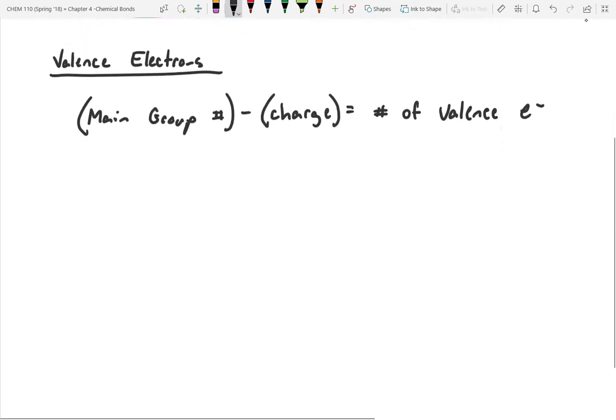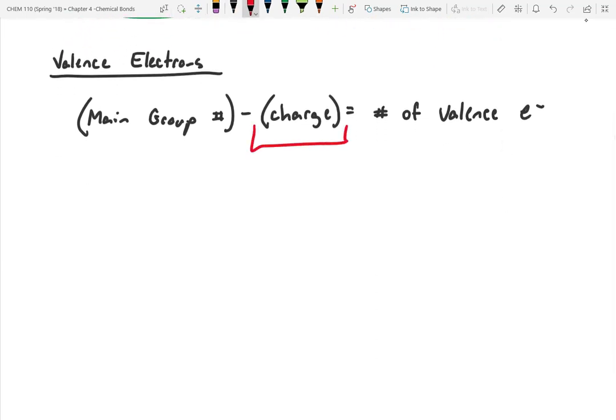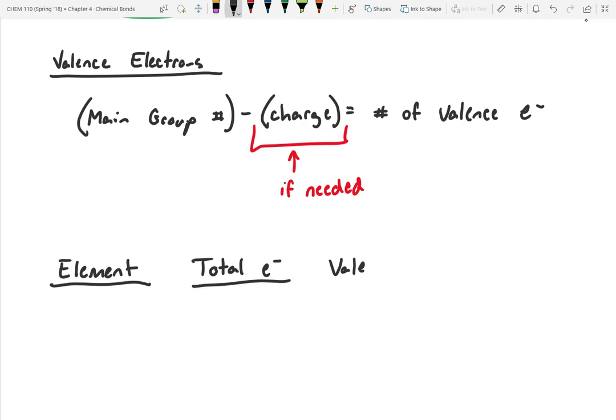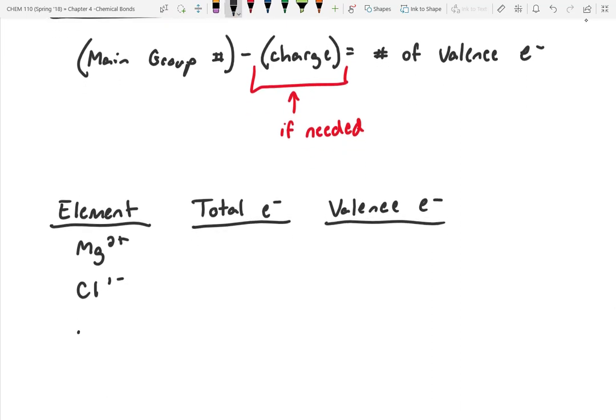So some review. And like I said, if you have a neutral atom, you don't have to include the charge because it's just 0, right? So this is only if needed. All right, so let's do a little bit of practice. Let's do a chart with element in one column. And then we'll do total electrons over here. And then we'll do valence electrons over here. All right, so I'll do magnesium 2+. I'll do chlorine 1-. And then I'll do nitrogen down here.